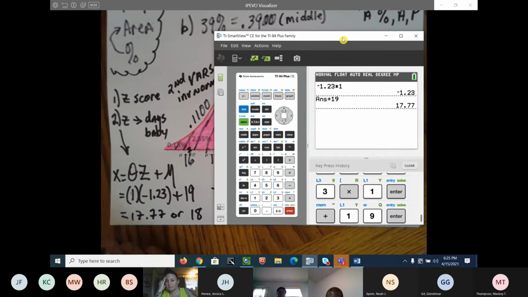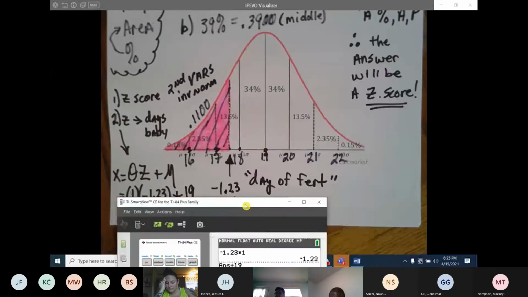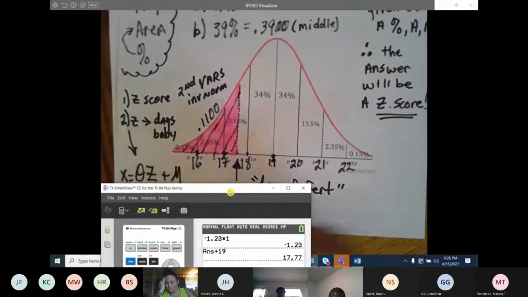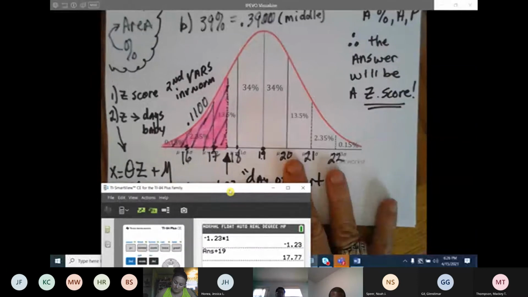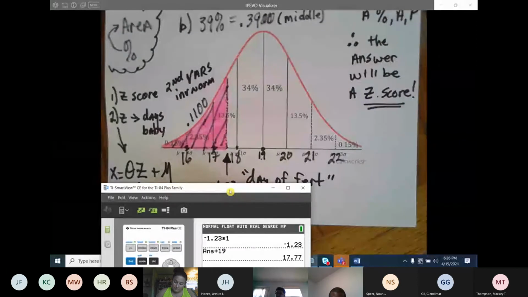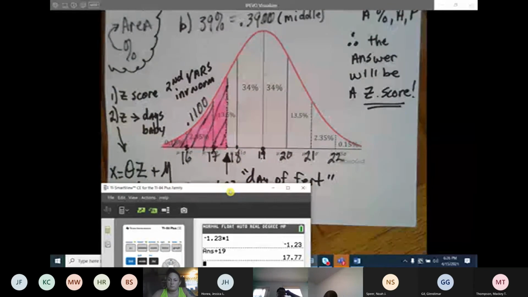Where'd you get the 19 from? What does the formula say right there? Oz plus what? Standard deviation times the z-score, plus the mean. And what is the mean? 19. You get that from the question, the beginning of the question.